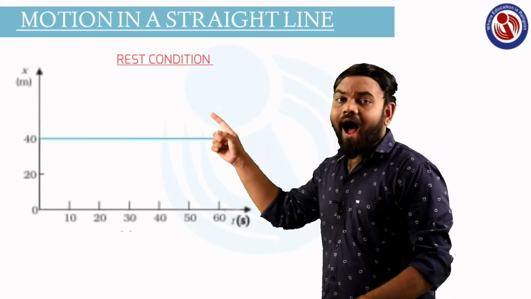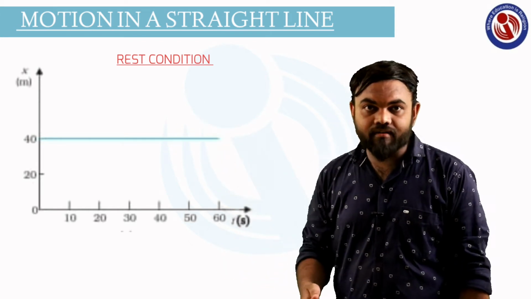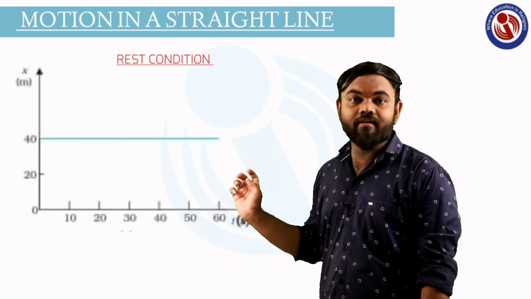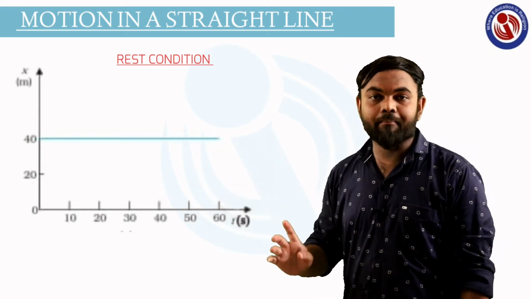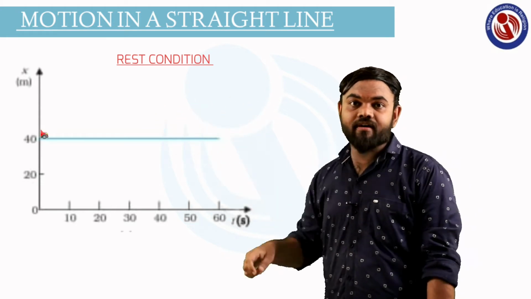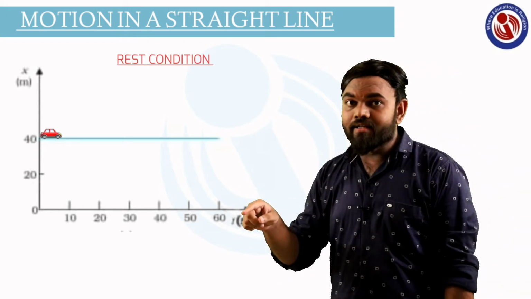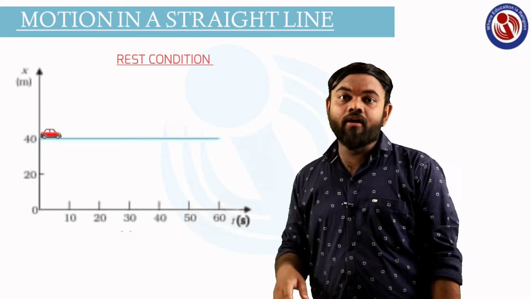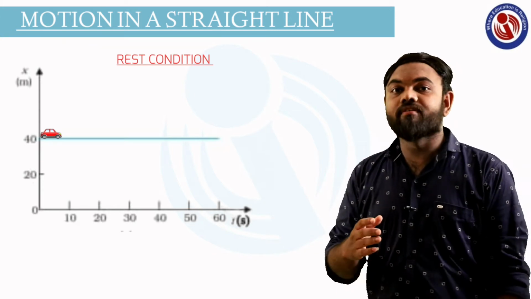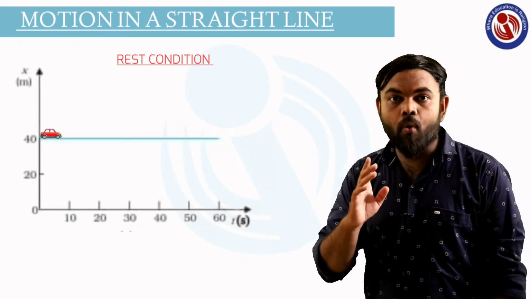Here I can show you one graph. The y-axis represents distance in meters, and the x-axis represents time in seconds. The graph is parallel to the x-axis. Here you can see at x equal to 40 meters, your object is at rest. It means with respect to time, your object does not move.